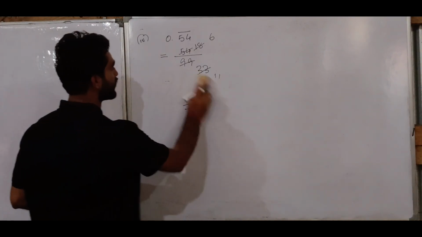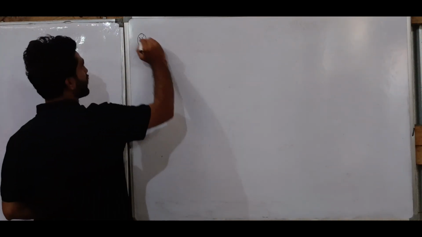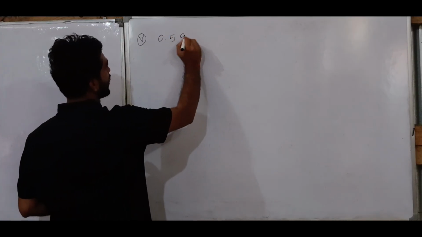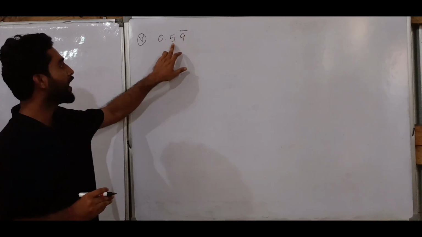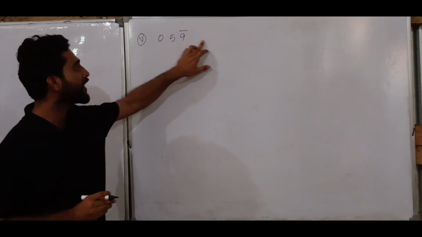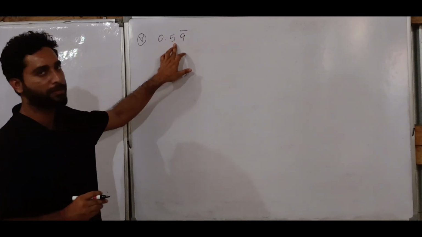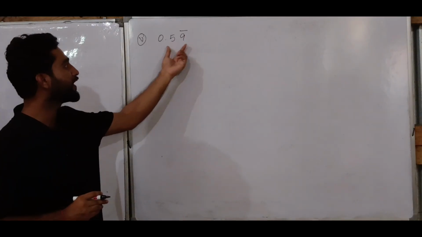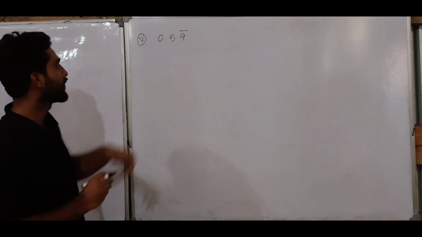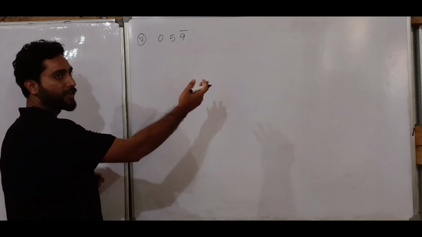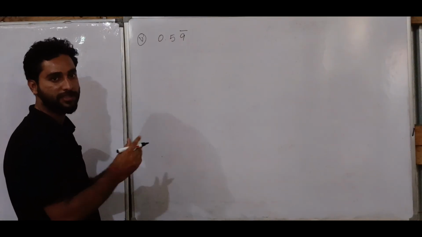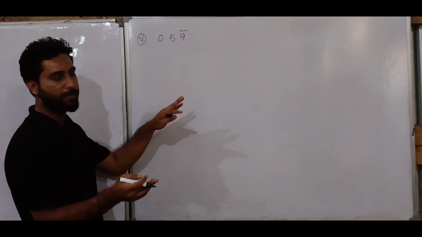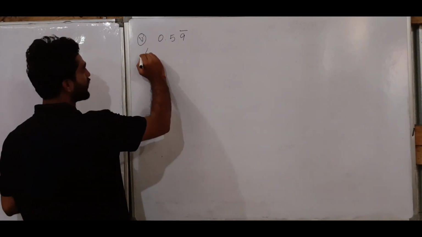0.59 bar. Now in this question you see one digit contains a bar and one digit does not. That means only the 9 is repeating but the 5 is not repeating. So if you get this kind of question, don't multiply by 100. First multiply by 10, then again multiply by 10. Then you find the two equations where after the decimal point the digits are the same. Then you subtract one equation from the other and you will reach the answer.